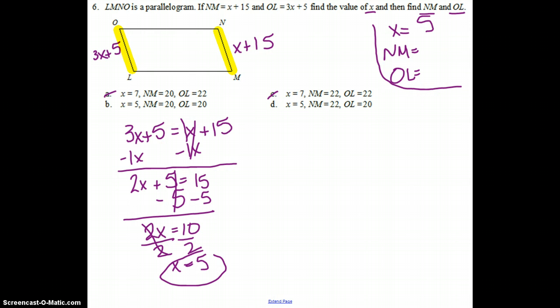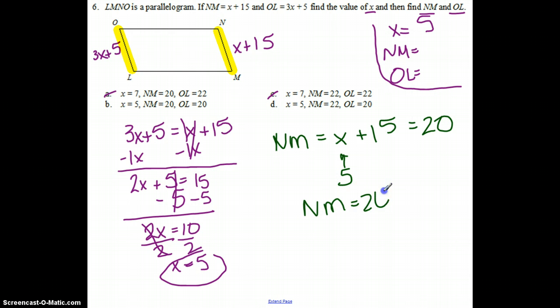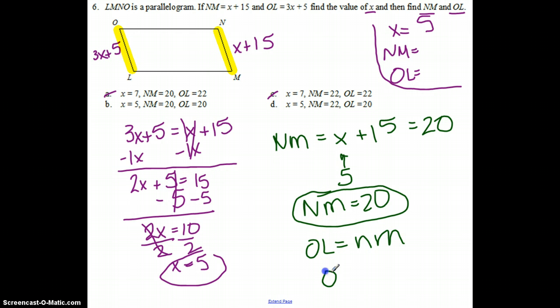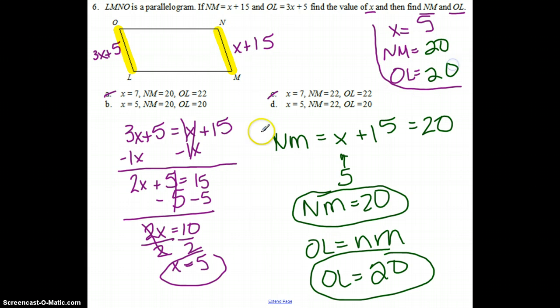So if I go back in there to find NM, NM is x plus 15. I know that x is 5. So that means it's got to be 20. So I know that NM equals 20. I also know that I have to find OL, but OL has to be equal to NM because they're opposite sides. So that means OL also has to be 20. That means as far as choices up here, that my answer is going to have to be B.